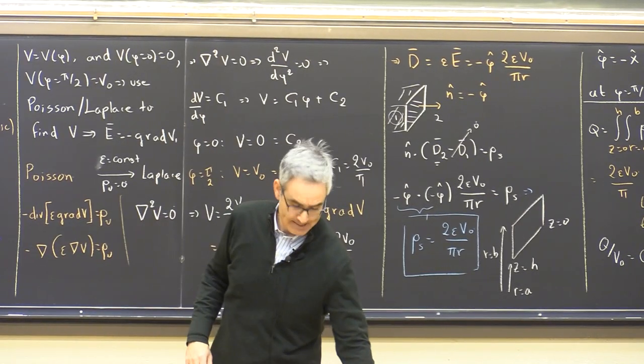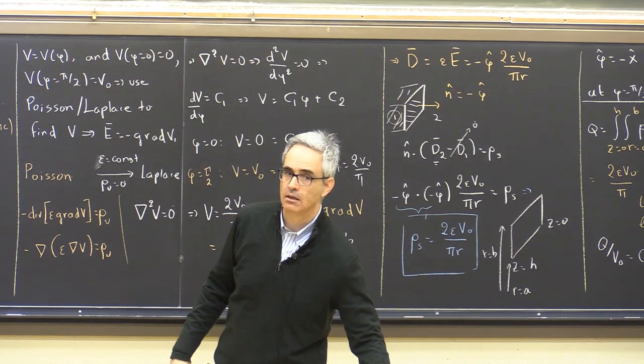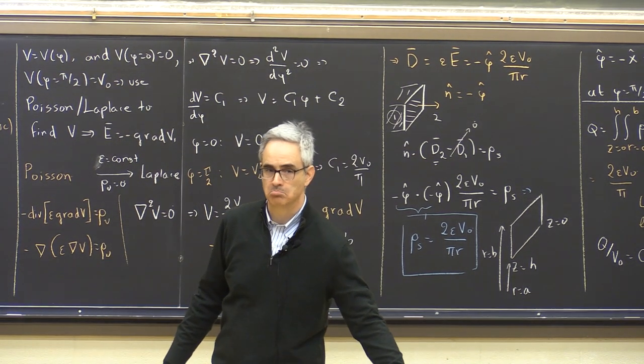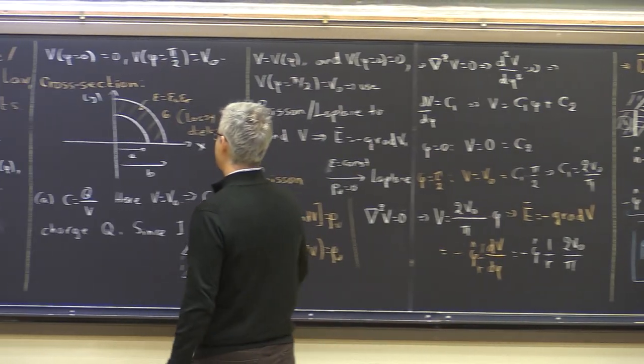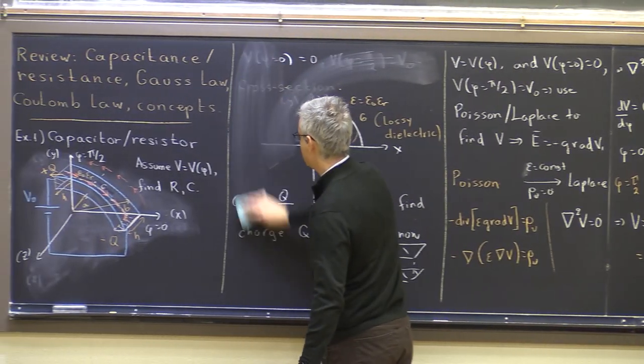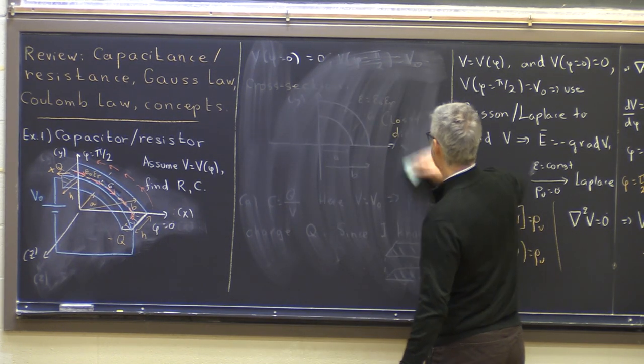Yes, please. So in the book there is a formula when we have a lossy dielectric that we can find the value of RC using the equation RC equals epsilon over sigma. Can we not use that? Yeah, you can do that. I will just show as well why this works.